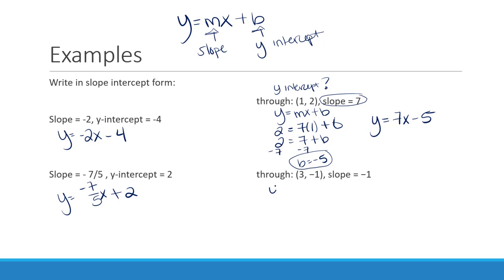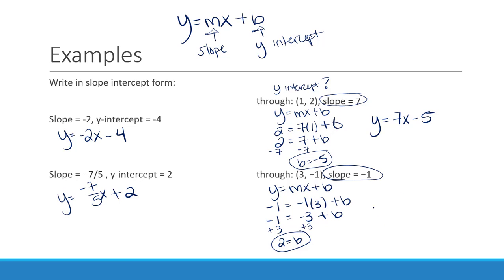So let's do another one like this. Y equals mx plus b. I've got a y which is negative 1. I have a slope which is negative 1. I have an x value which is 3, and I'm trying to figure out b, or my y-intercept. So negative 1 equals negative 3 plus b. I'm going to add 3 to both sides to solve this. So 2 is equal to b. Now I've got my two pieces that I need to write my equation. Y equals negative 1x, or just negative x, and then plus b.